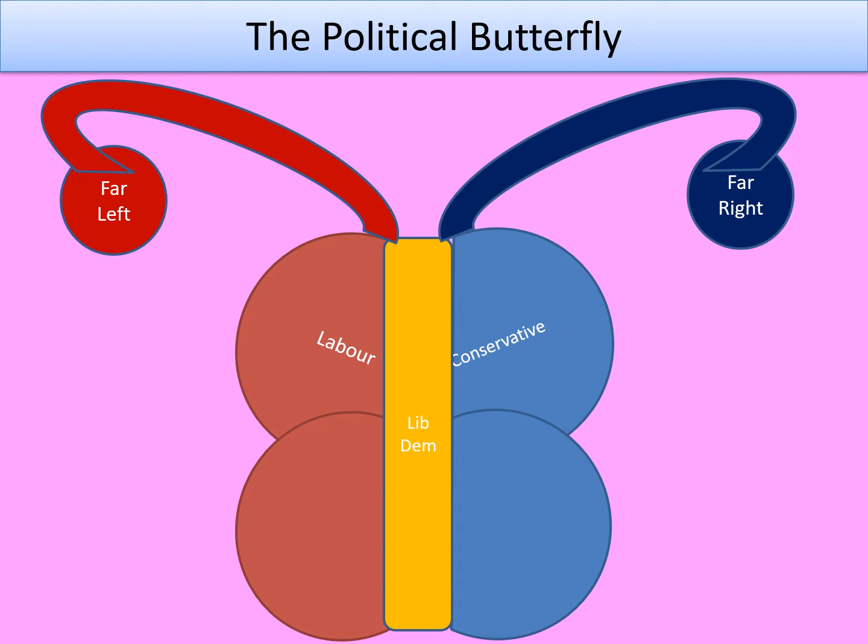And if you look at it, we can see the body of the butterfly, and on the left wing it says Labour, and on the right wing it says Conservative, and then in the middle it says Lib Dem. And the colours represent the political parties of the UK. So in the UK, we've got the Labour Party, which is traditionally left-wing and has views like that everybody should be looked after by the government.